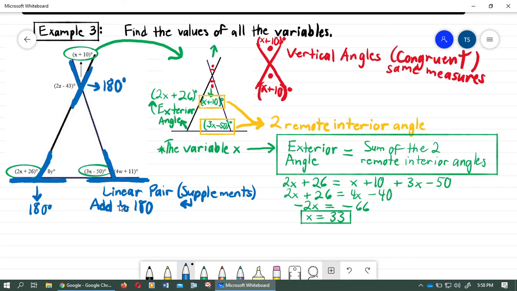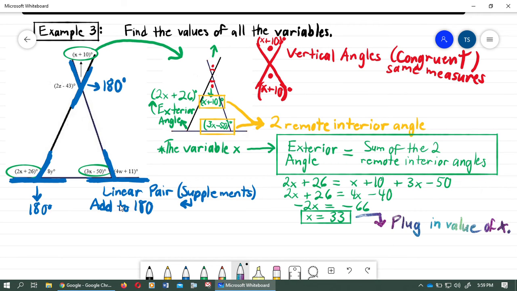We're going to plug in the value of x into all three of those, and then we'll solve what we need to solve there. So let's plug in the value of x so we can figure out all three of those angle measurements that have x in there. Plug in the value of x.